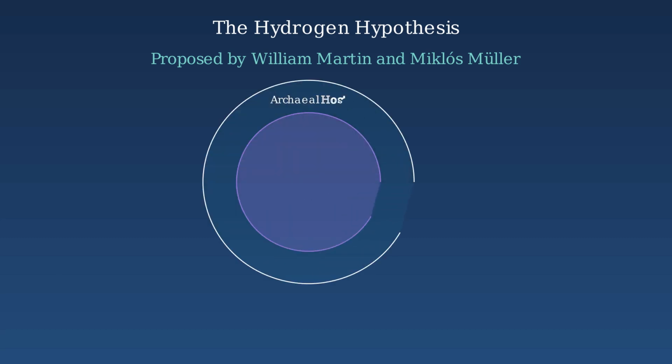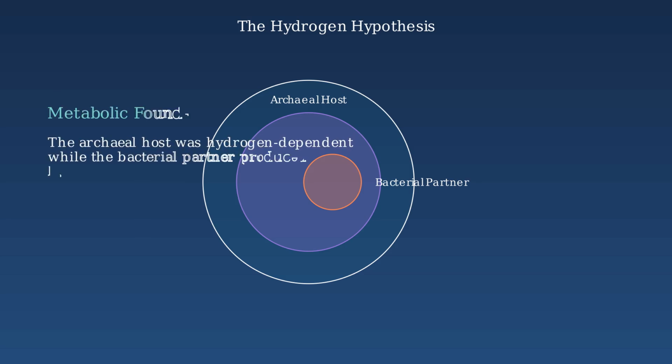The hydrogen hypothesis provides an alternative explanation for the origin of mitochondria through endosymbiosis. Proposed by William Martin and Miklos Müller in 1998, this theory suggests that the initial endosymbiotic relationship was based on hydrogen exchange between two distinct organisms. The metabolic foundation of this hypothesis centers on the hydrogen dependency of the archaeal host. Early archaea required hydrogen for their metabolism, while certain bacteria produced hydrogen as a waste product from fermentation.